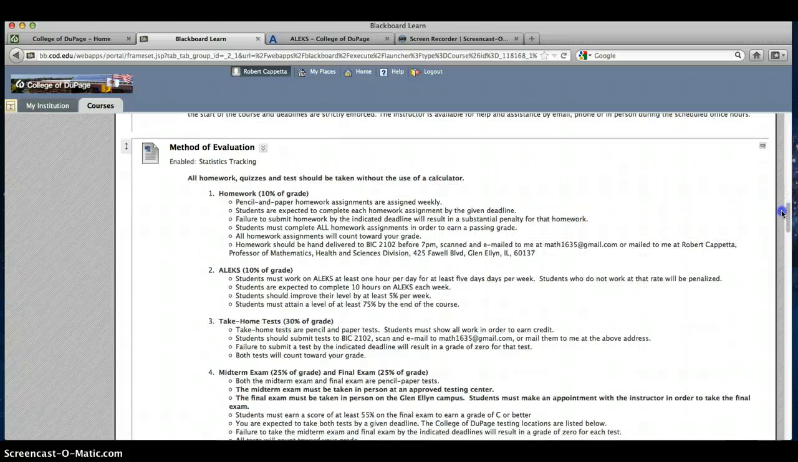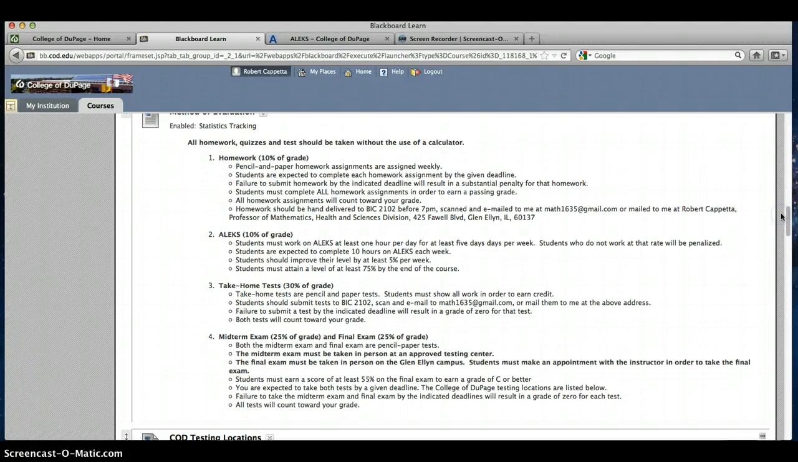Okay, how do we do grading? Homeworks. Each week you'll get a pencil and paper homework assignment, and that is going to count for 10% of your grade. Now there's 2 ways you can do this. You can download your homework assignment, write your solutions on the paper, scan them, and email them to me at math1635@gmail.com. Please do not mail your homework to the cod.edu email address because these files are very large and I have a limited amount of space.